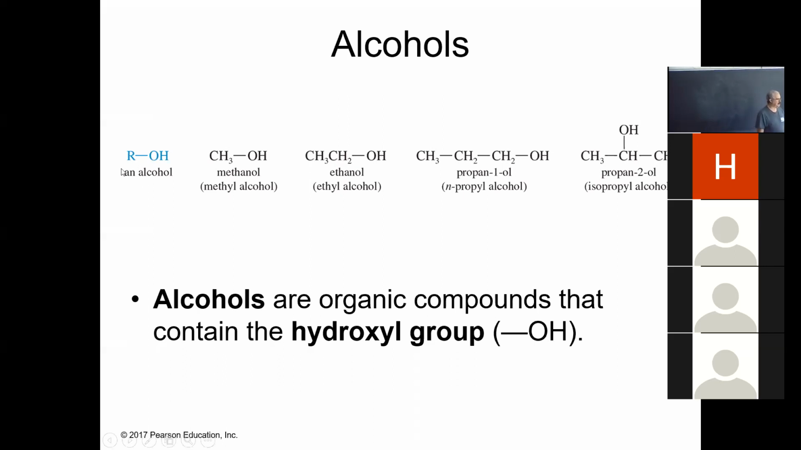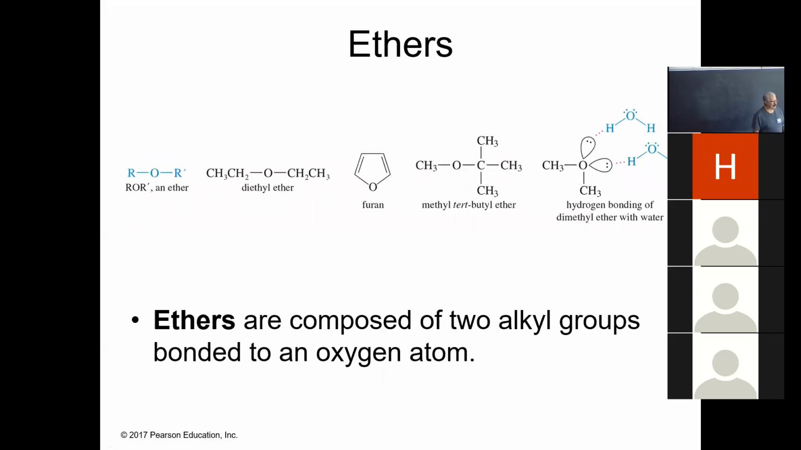Okay, an alcohol has a general formula ROH. R is some indefinite carbon group, and these are all examples of alcohols: methanol, ethanol, propan-1-ol, propan-2-ol, also called isopropyl alcohol. Okay, they differ from ethers. Instead of ROH, ethers are ROR prime. And you can have cyclic ethers such as furan here. This is diethyl ether, methyl tert-butyl ether, for example.